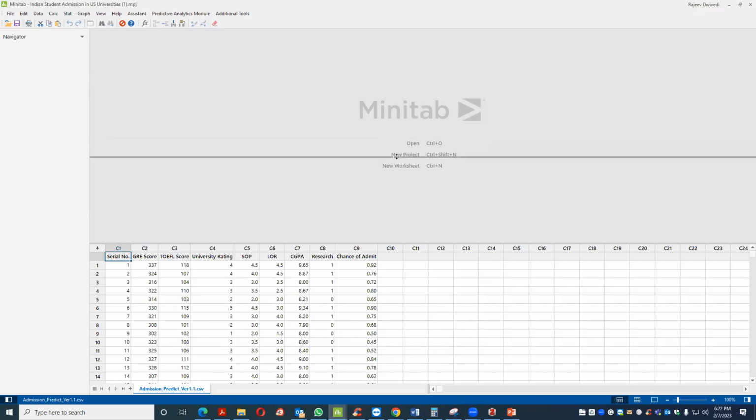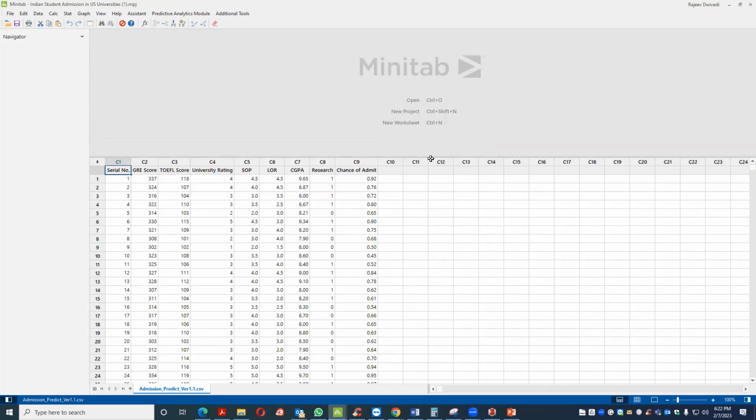So do you remember this case? I think I spoke in a previous class somewhere. This is the chance of admission. Chance of admission in any university depends on GPA, statement of purpose, letter of recommendation, university rating, all these things. So this is basically not simple regression. This is multiple regression. So I'm just going to run a model.